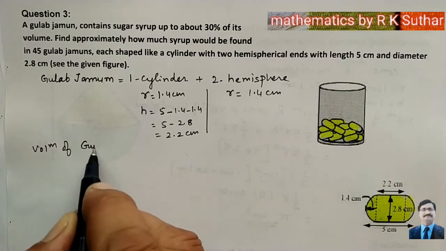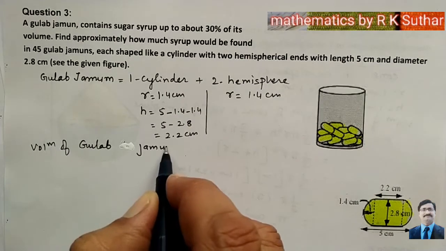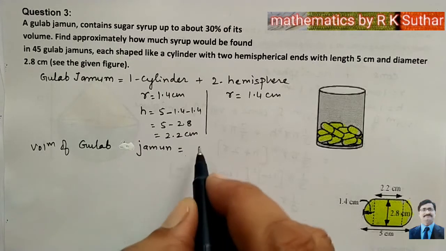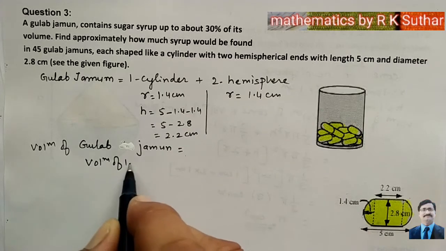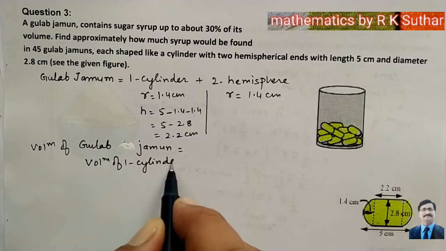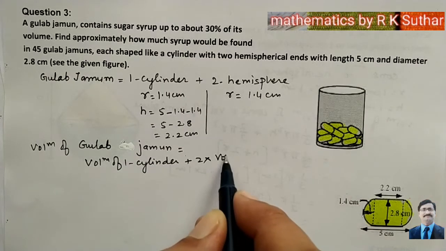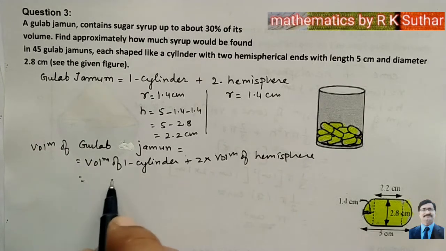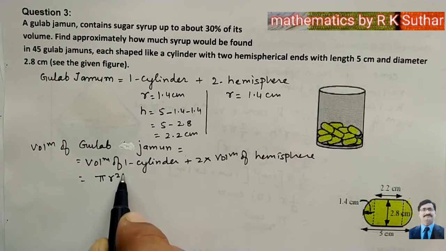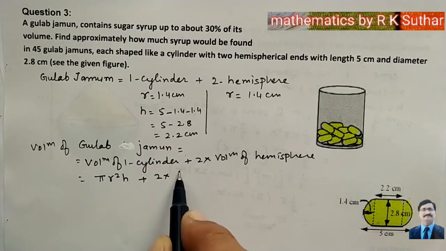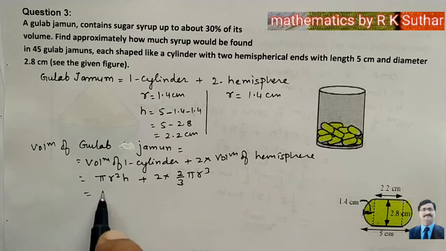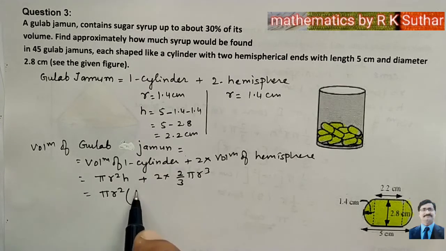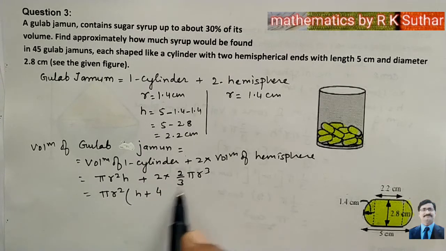Volume of gulab jamun is equal to volume of cylinder plus 2 into volume of hemisphere. Volume of cylinder we know already, pi r square h, and volume of hemisphere is 2 upon 3 pi r cube. This pi r square is common here, so we can write h plus 2 into 4 upon 3 and r.